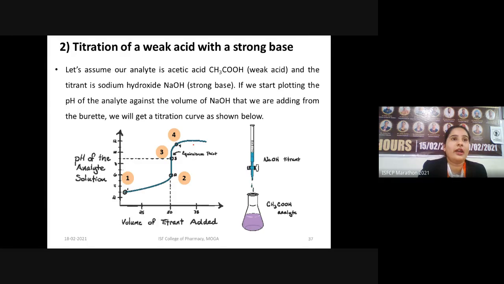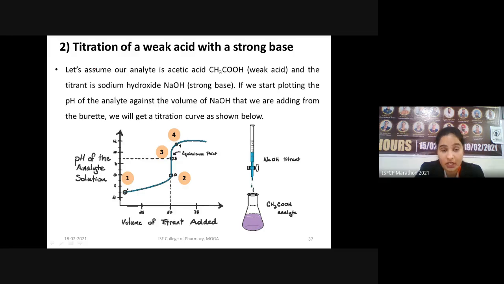And the next type of titration is titration of a weak acid with a strong base. So first of all, we have discussed the titration of a strong acid with a strong base. Now we will be taking a weak acid instead of a strong acid. So in the place of HCl, we will be taking a weak acid that can be acetic acid. So now we will discuss the titration of acetic acid and sodium hydroxide.